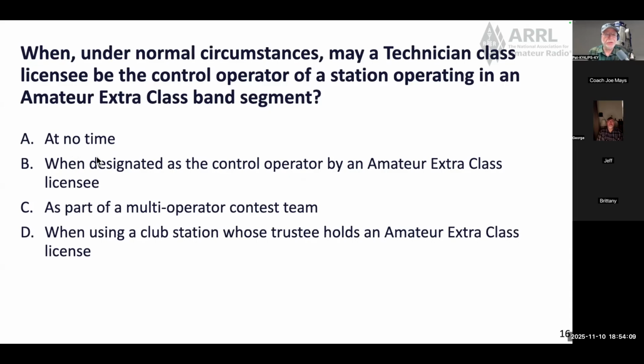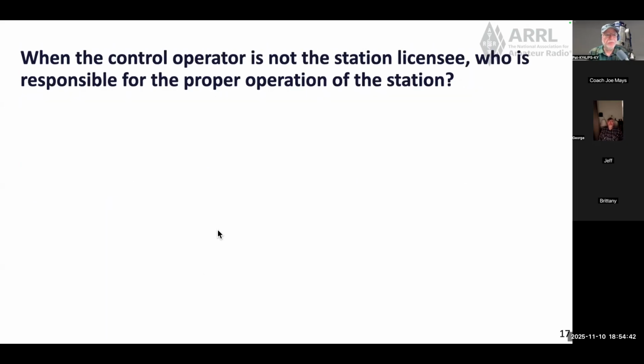Now, before you choose your answer, this is saying under normal circumstances. So we're not going to assume that there is a higher class radio operator on site. So let's assume that there's nobody else on site. So what do you think the answer is going to be? A. A, at no time. They cannot operate in the extra class band segment under any condition unless there's somebody there with them. So the answer is A.